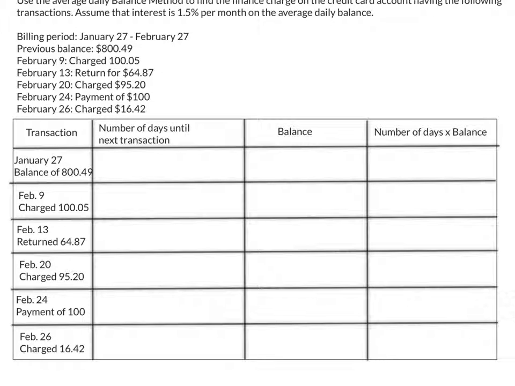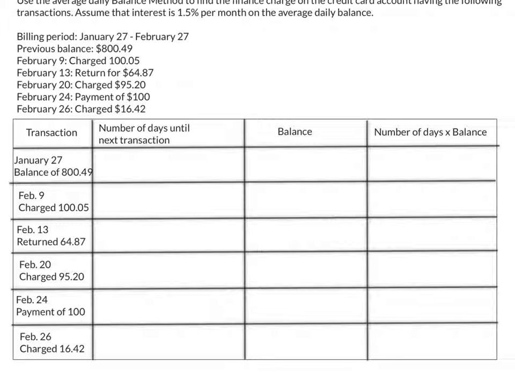On the screen, we have a chart that will help us perform the calculations in the average daily balance method. The first column represents the transactions. Here we've already filled in the transactions for each day of the billing cycle.